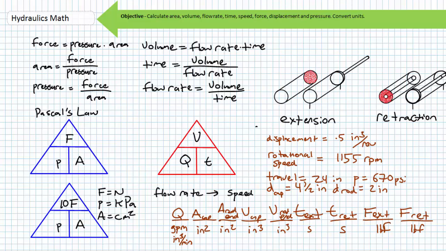Given a pump that displaces 0.5 cubic inches per revolution, being driven at 1,155 revolutions per minute, determine the flow rate in gallons per minute and cubic inches per minute.